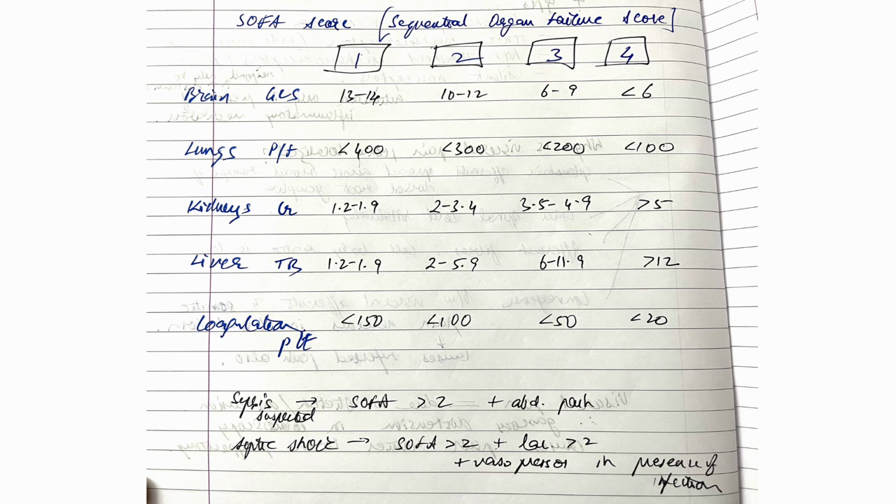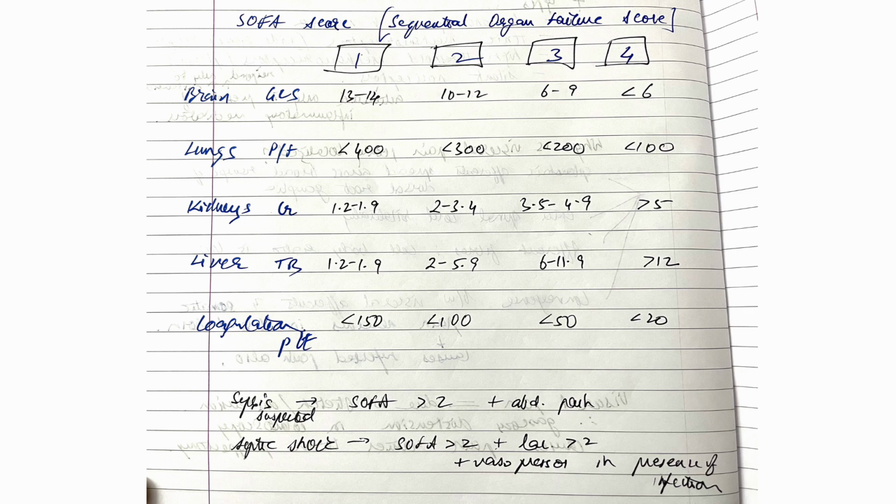For the kidneys, the creatinine value of 1.2 to 1.9, 2 to 3.4, 3.5 to 4.9, and more than 5. And the liver, bilirubin 1.2 to 1.9, 2 to 5.9, 6 to 11.9, and more than 12. And coagulation, which is the platelet count, less than 150, less than 100, less than 50,000, and less than 20,000.